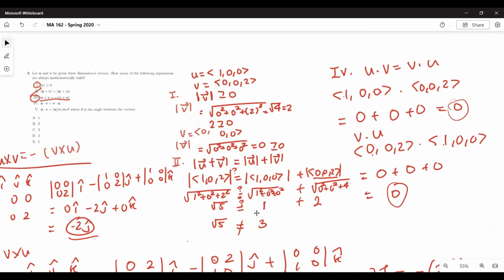So one thing you should note is whenever you do dot product, it doesn't really matter what the order is, but when you do cross product, it does matter. And when you change the order for the cross product, you have to put the negative sign on it.